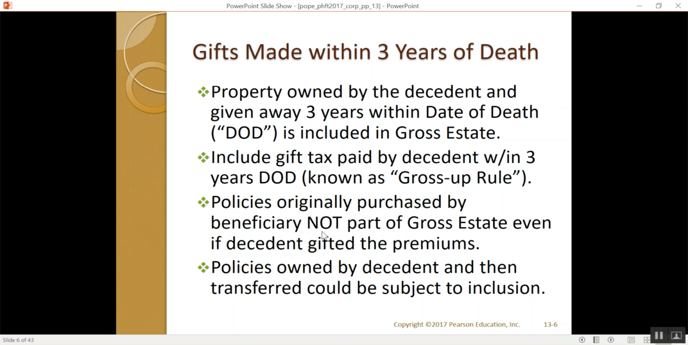It also includes, so it does say here there's an exception. Policies that were originally purchased by the beneficiary but held by the decedent are not part of the gross estate, even if the decedent gifted the premiums. So you just have to know the facts of the life insurance policy and then go back to this rule to decide whether you're going to include some portion of that life insurance policy or the premiums in the gross estate of the decedent. Policies that are owned by the decedent and then transferred to someone else could be subject to inclusion, and there are rules around that.